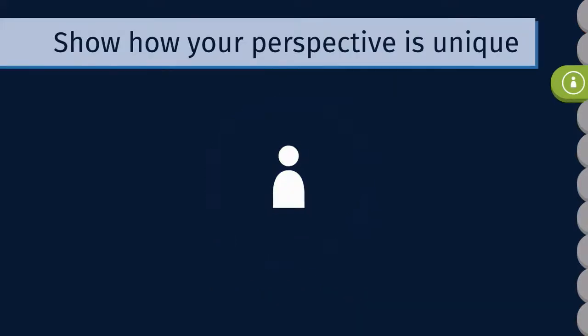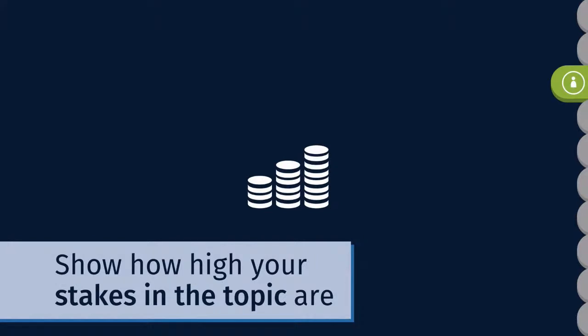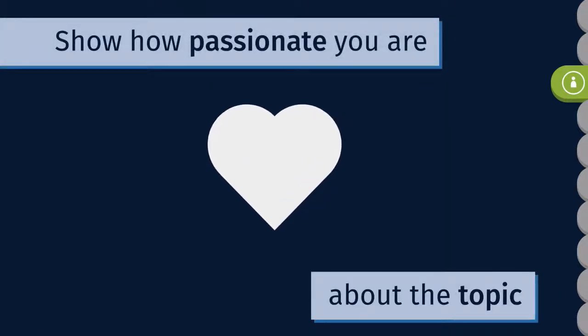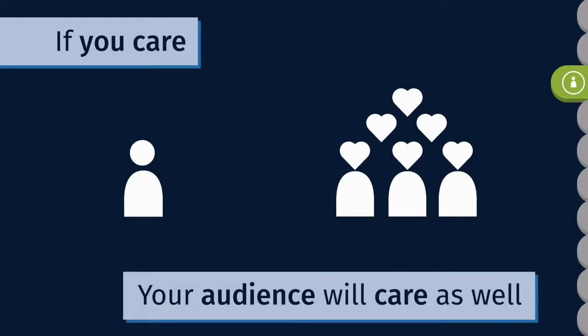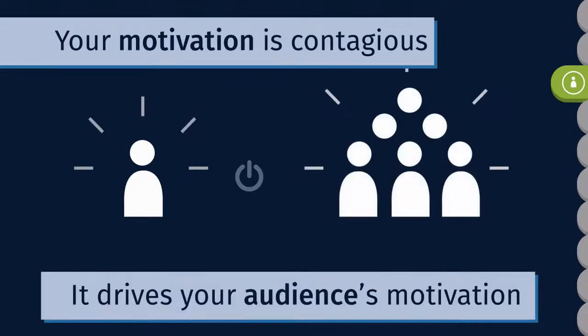For instance, you could tell your audience what is your relationship and your perspective relative to the topic you are presenting. Another thing you can show them is how much you invested in the topic, how high your stakes are in the topic. Another thing that really works a lot is to show how passionate you are about the topic. Because chances are that if you care and if you show that you care, your audience will care as well. You see, your motivation is contagious. And if you show your motivation, your audience motivation will come out and blossom automatically.